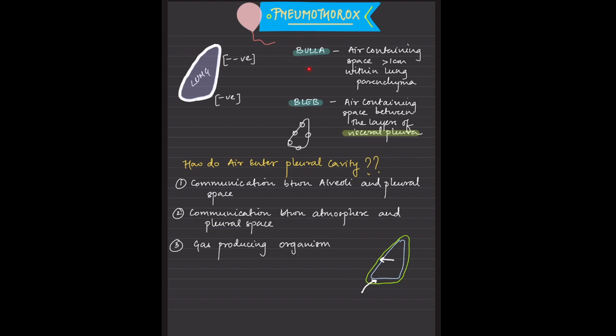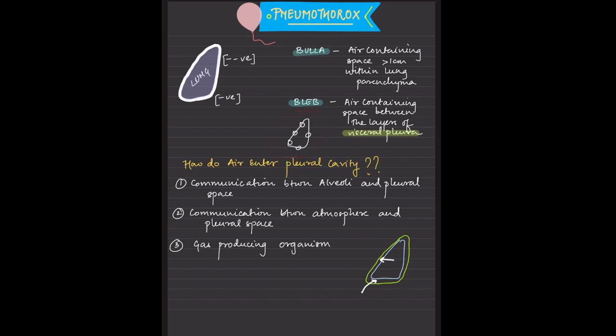What is a bulla? A bulla is an air containing space which is more than 1 centimeter, and it is a clear cut defined air containing space within the lung parenchyma. Whereas a bleb is an air containing space which is present between the layers of the visceral pleura. You can see here in the diagram.